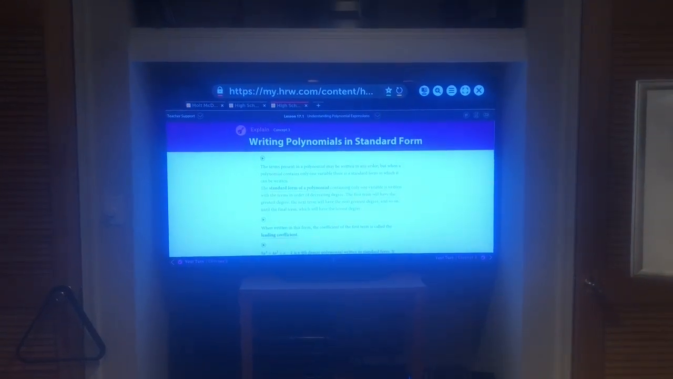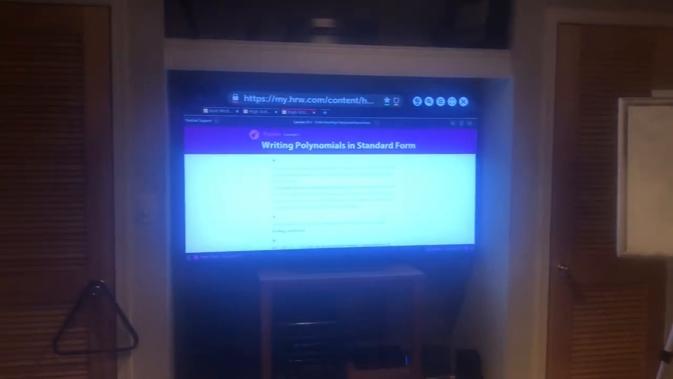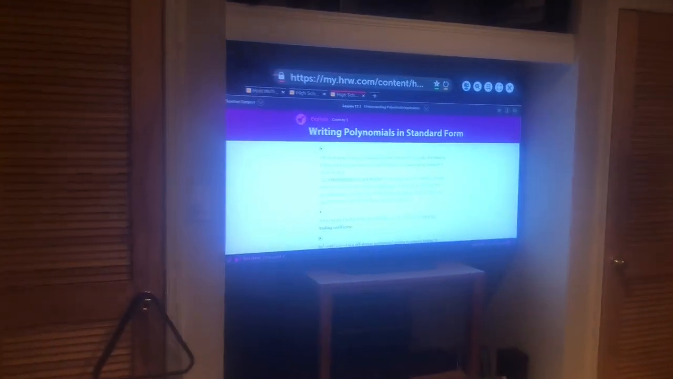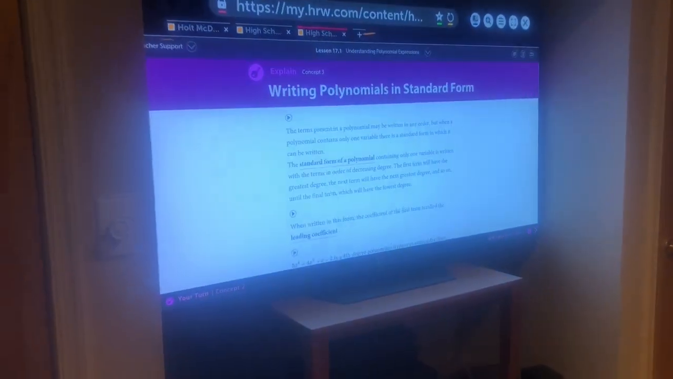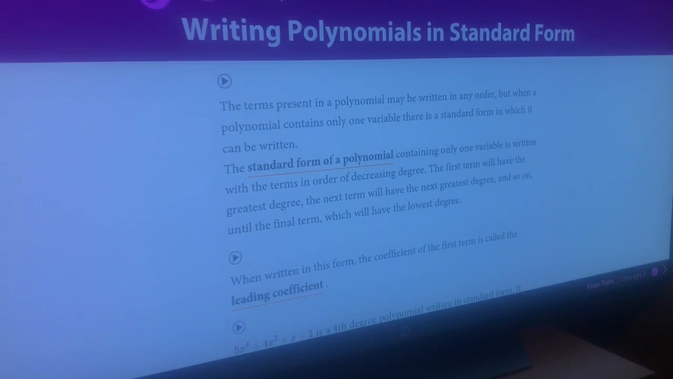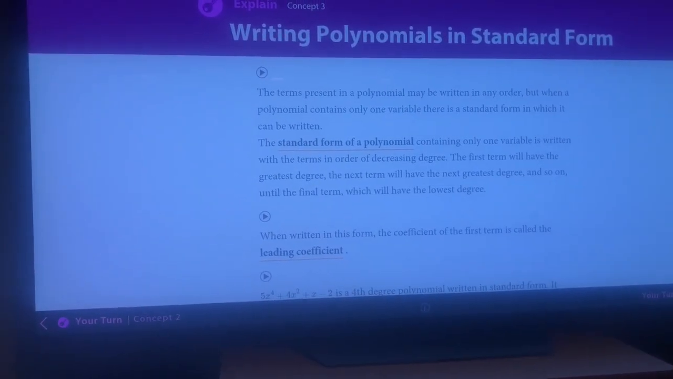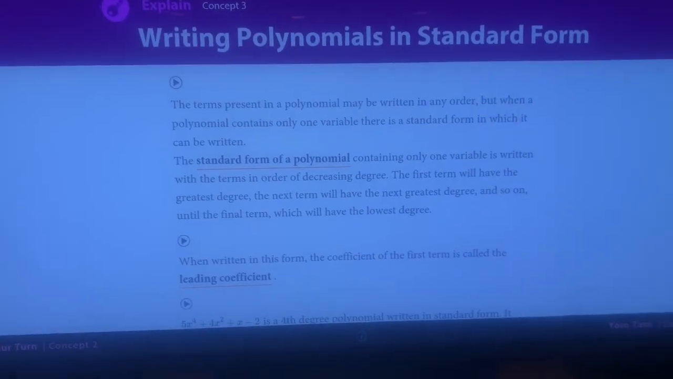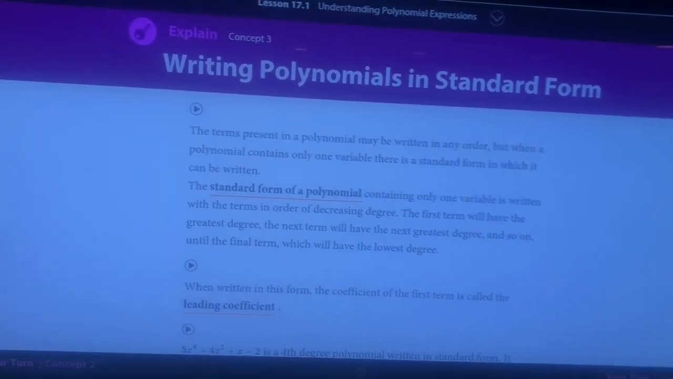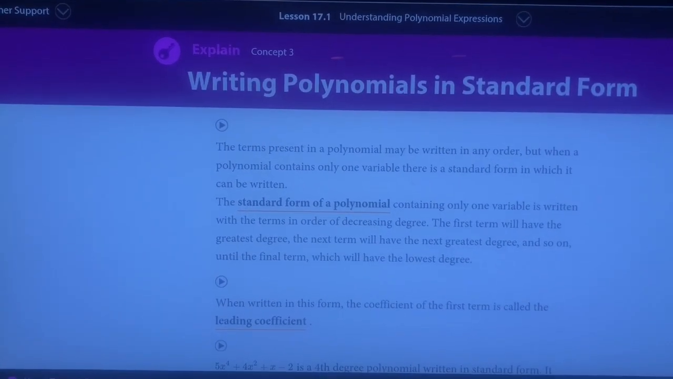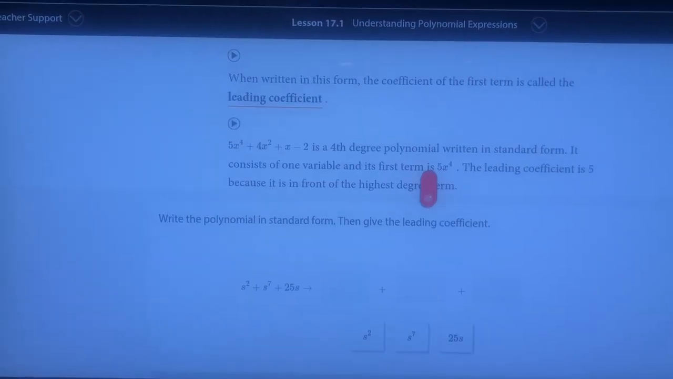So today's lesson will have two concepts. The first one is just going to be taking the terms of a polynomial and ranking them, or putting them in order of decreasing value. Yesterday we learned about the degree, and today we're going to utilize that information like so.